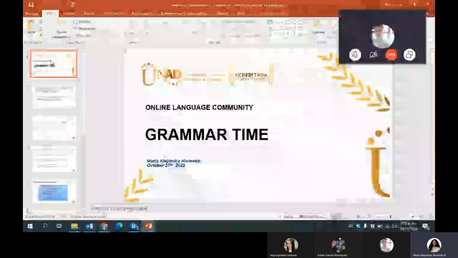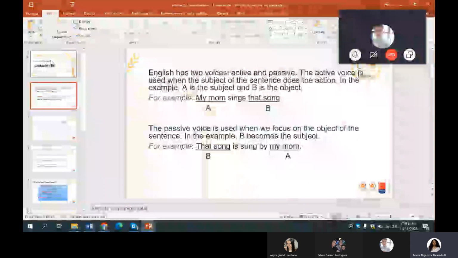Recently we have been talking about passive voice, a topic, as I told you, really important and necessary. What is active voice and what is passive voice? Active voice is a simple sentence where we are focused on the subject. We are focused on the person who does, did, has done, or will be doing the action. So that's basically active voice.